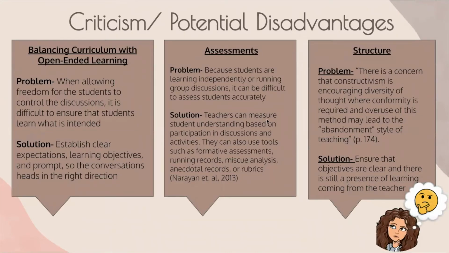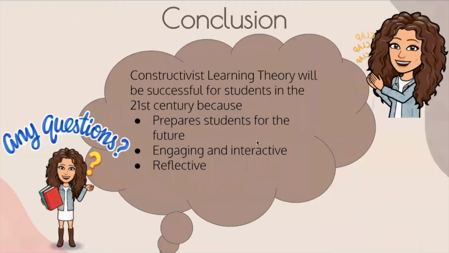Some potential disadvantages are allowing students too much freedom, finding a way to assess students appropriately, and structuring the class so that objectives are understood. In order for constructivist learning theory to be successful, it is imperative that the teacher states learning objectives, is present and prompts the students, and assesses appropriately based on the activity.